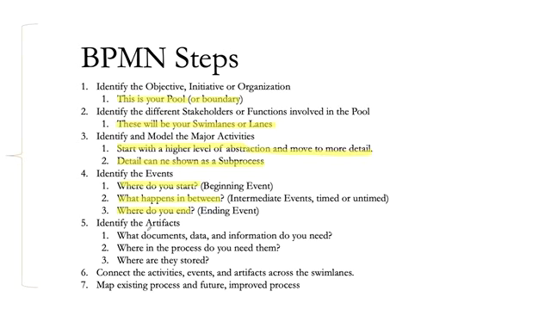Point number 5, you identify the artifacts. This is important. So what documents, data, and information do you need to get the job done, right? You need to make sure that you have access, I don't know, to the driver's license database, to a social security database, to ensure that this is truly a legitimate person.